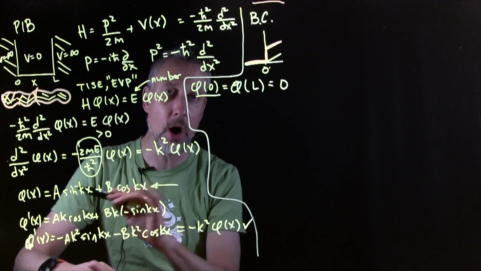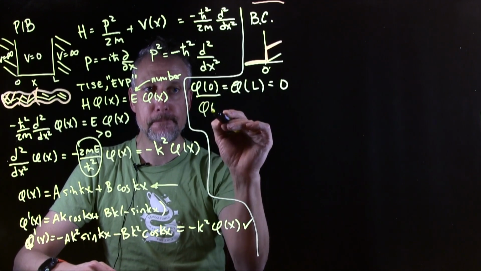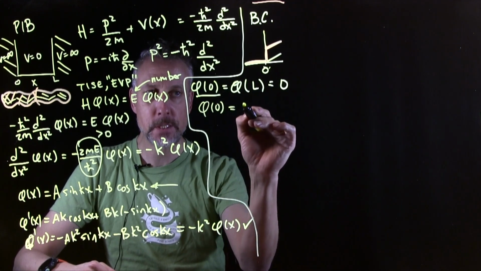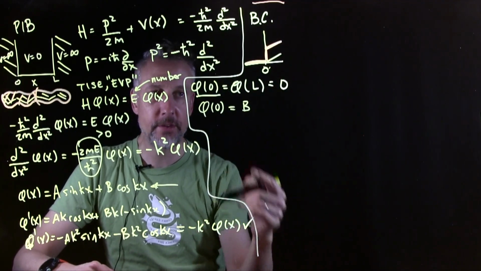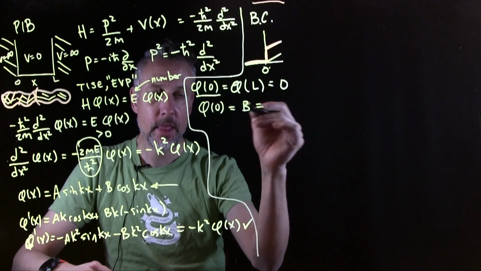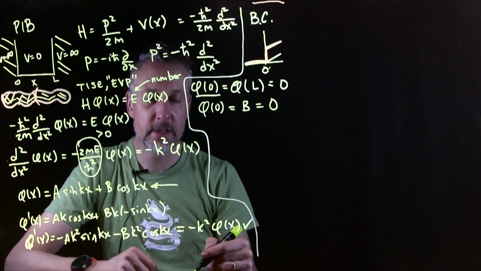So the first term automatically goes away, and all that's left is the cosine term. Cosine of 0 is 1. So that means this is equal to b, and b has to be equal to 0. So that's the easiest thing you ever did. B is equal to 0. It literally tells you what to do.